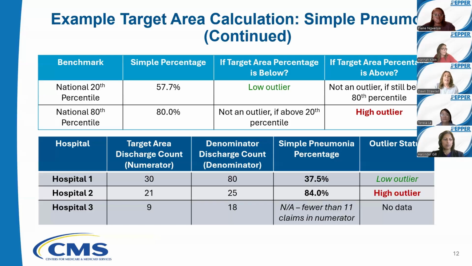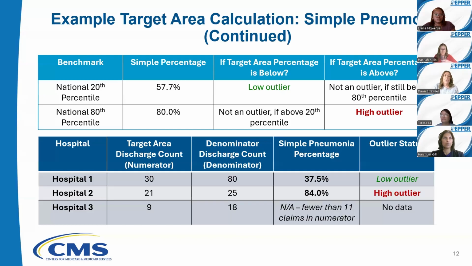In the table here, we have Hospital 1 that had 30 discharges that met the numerator criteria and 80 discharges that met the denominator criteria. As such, the simple pneumonia target area percent for this hospital is 37.5% and a low outlier. If you look at Hospital 2, they had 21 discharges that met the numerator criteria and 25 that met the denominator criteria. So their simple pneumonia target area percentage is 84% and identifies them as a high outlier.